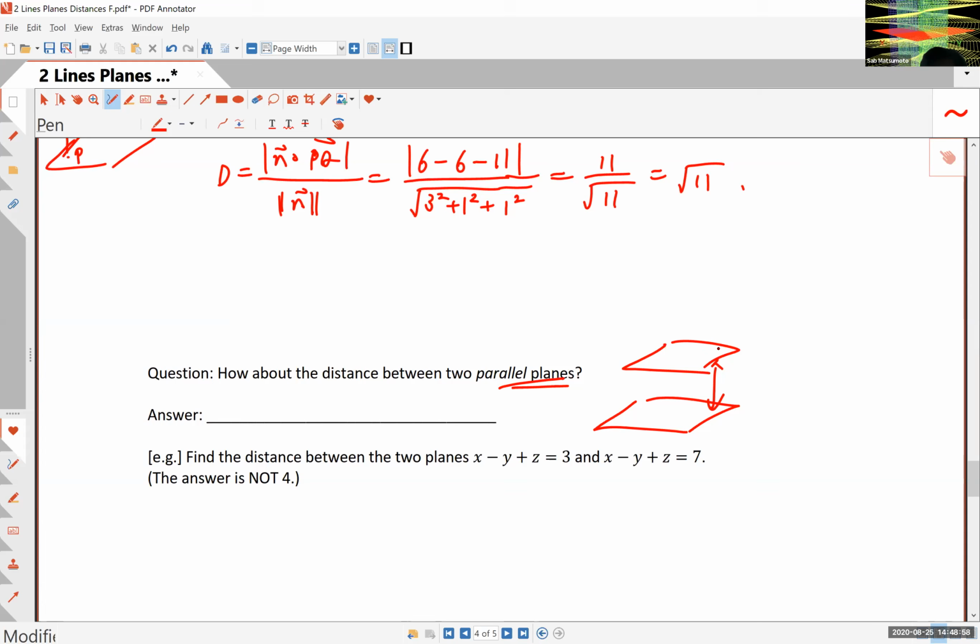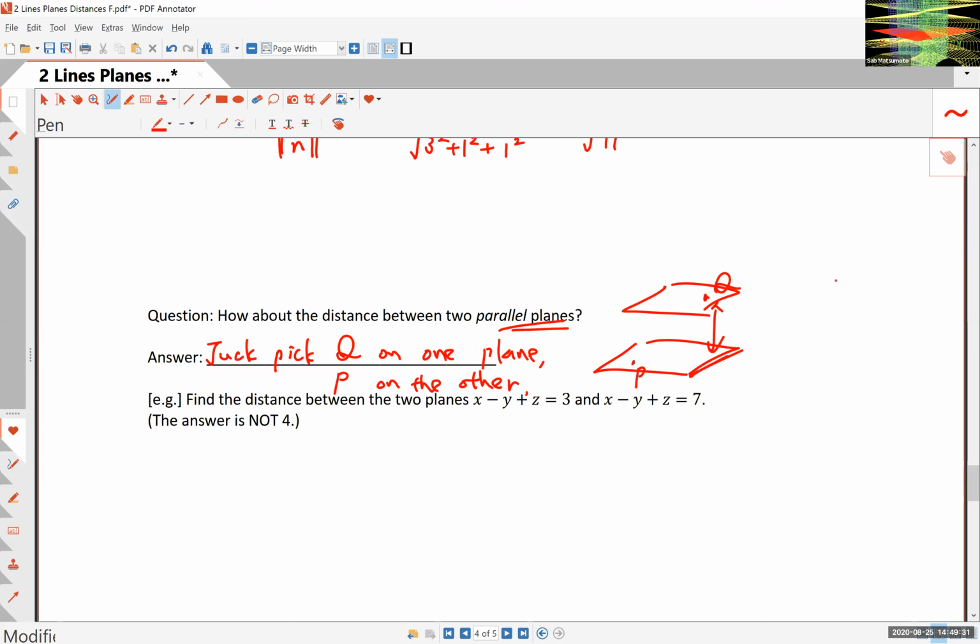Yeah, you can just pick a point Q in the first plane and a point P in the second plane, and you do the same thing, because the distance between Q and the other plane is exactly what you want. So the answer is just pick Q on one plane and P on the other, and you use the technique that we just found. I'll show you, and this is a little deceptive, and some students find it a little confusing.